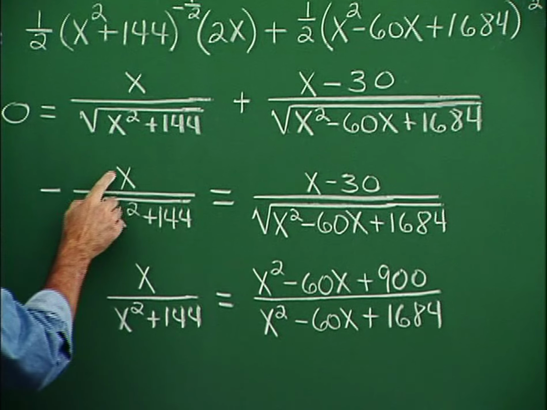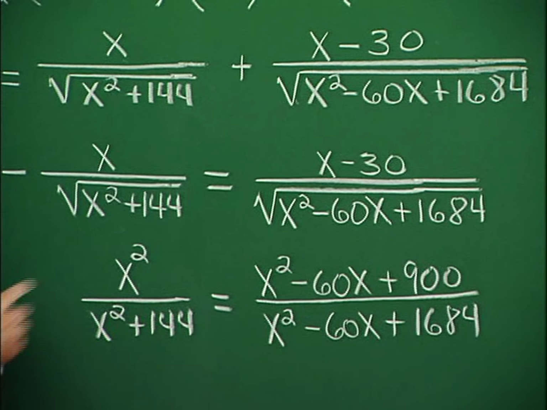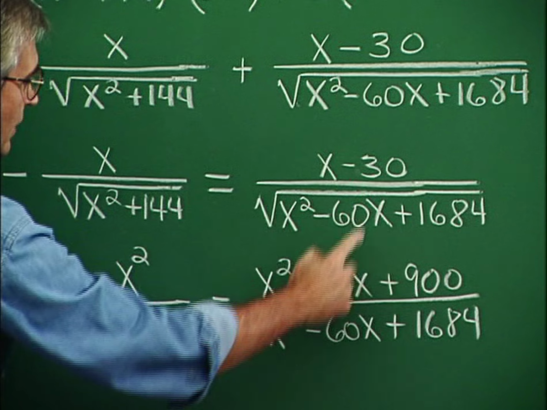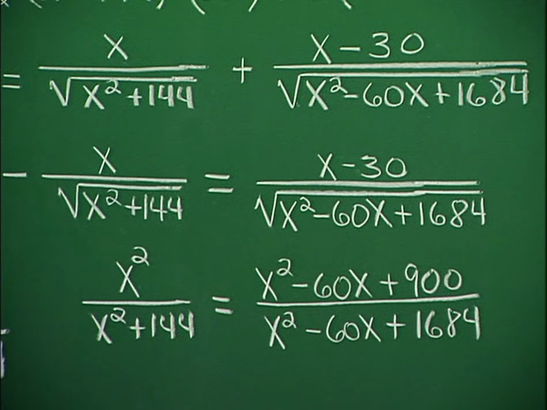When I square, oh, I forgot to square the x. This x is squared, so that's x squared here. And when we square the radical, we get the radicand, and on the right, x minus 30 squared gives this trinomial. Squaring the radical, we get the radicand. And at this point, we cross multiply.